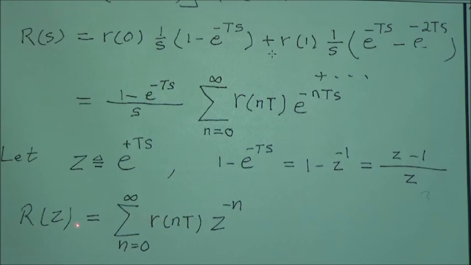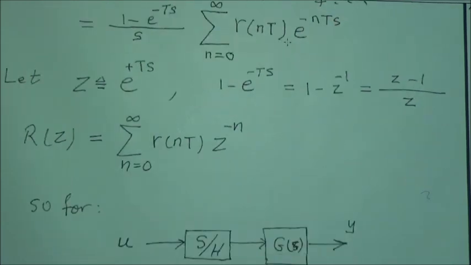So we already know that R of z is... this portion of it is actually not correct. We are missing this value. Ignore this equal sign. This right hand side of it is summation n goes from 0 to infinity, r of nT, e to the minus nTs, which by this definition is z to the minus n.